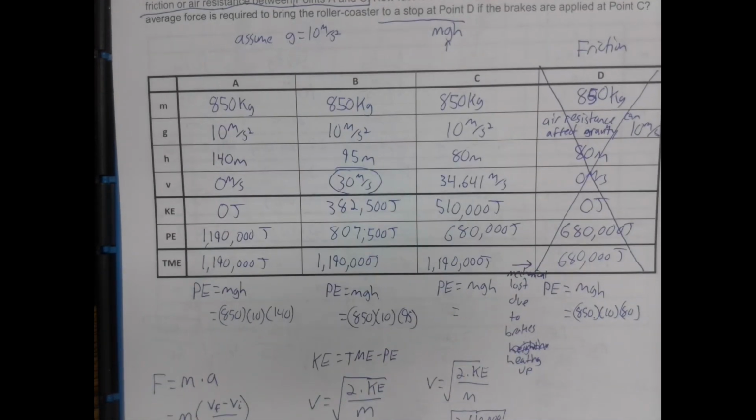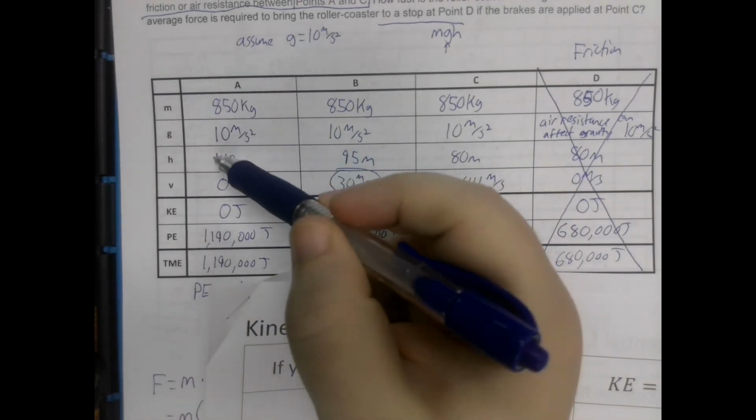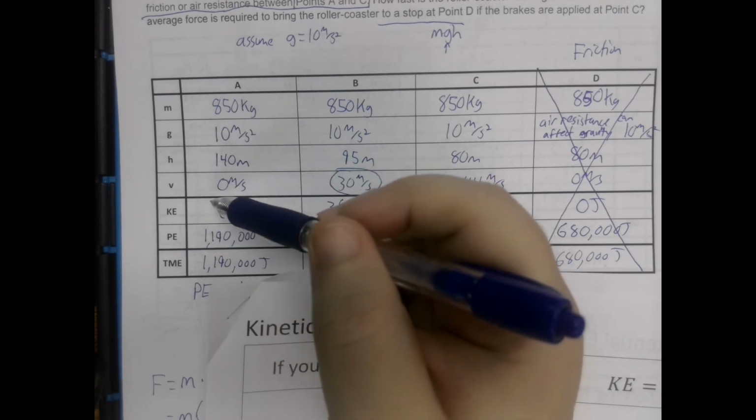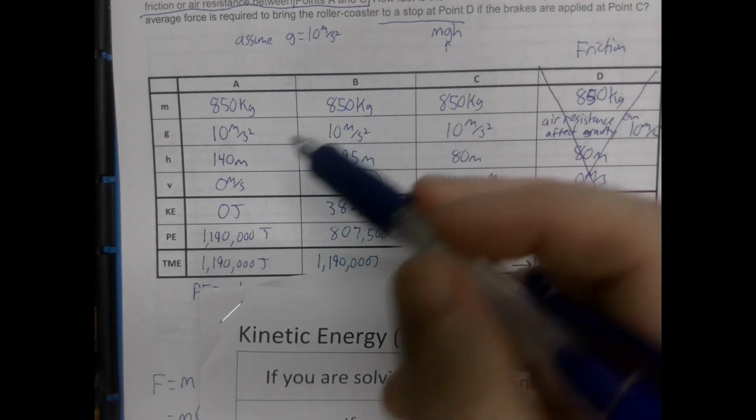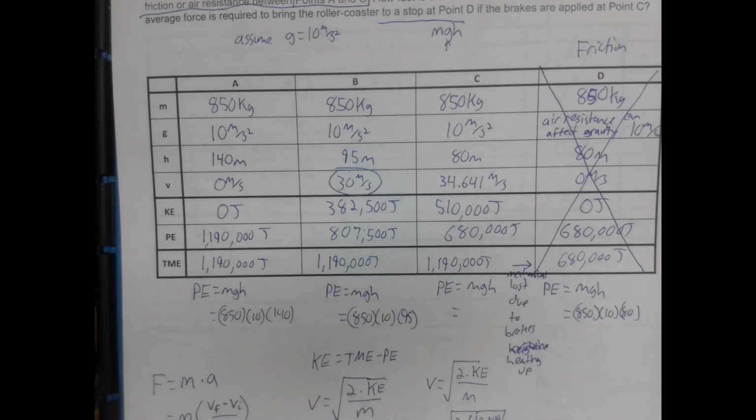Everyone good? I mean, it's pretty simple, I think. You just keep asking, what is the mass at A? What is the acceleration at A? What is the height at A? What is the velocity? Keep asking these questions for the first part. Then calculate kinetic energy.